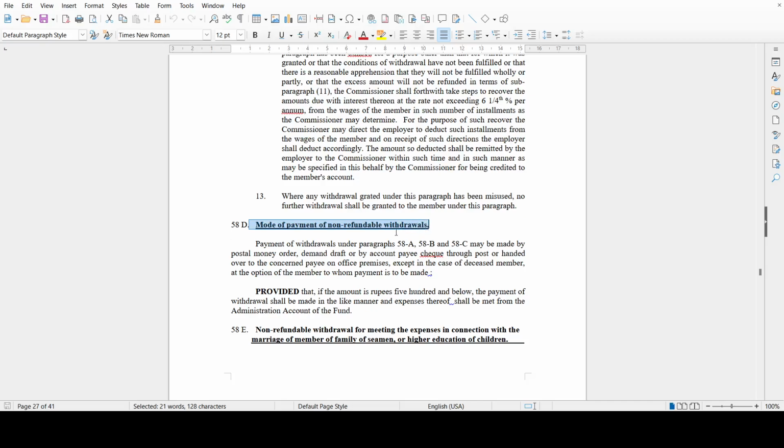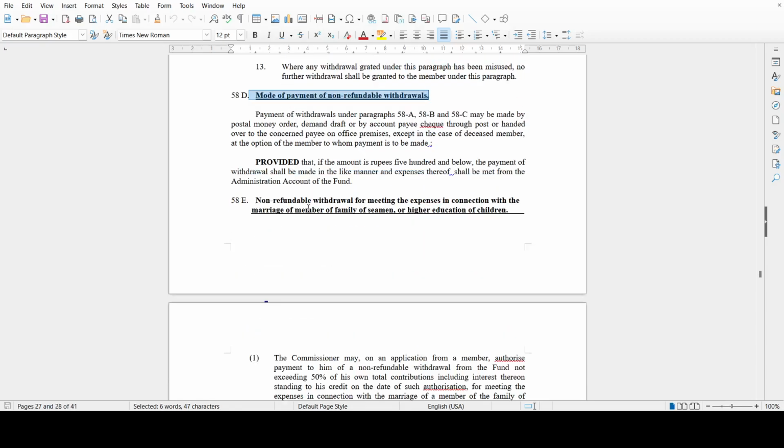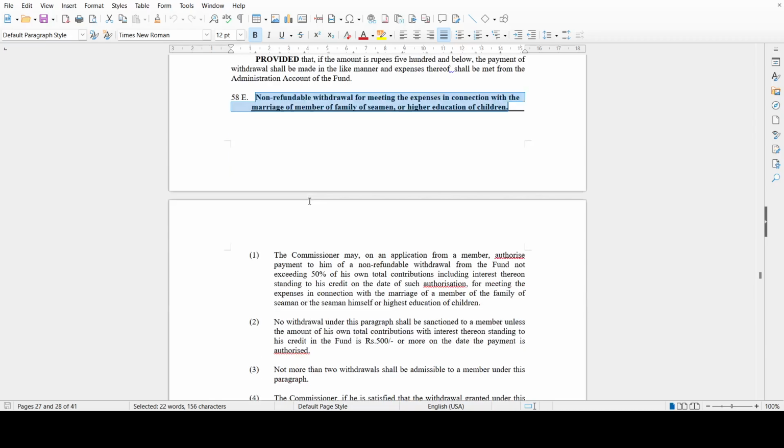Here they have mentioned the mode of payment, which I'll come to later. Here's the last one: non-refundable withdrawal for meeting the expenses in connection with the marriage of a member of the family of the seaman, or higher education of children. So this is another condition under which you can apply for the withdrawal of your Seaman's Provident Fund.